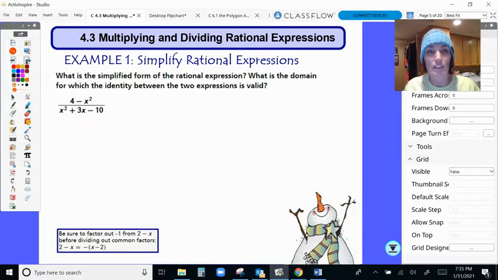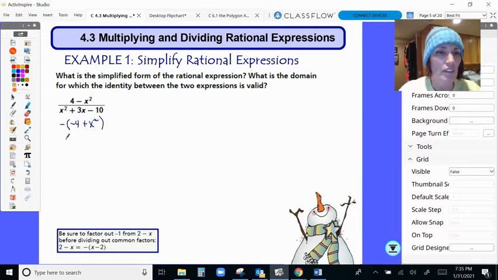So let's go over here and take a look at some more. What is a simplified form of this one? Now this is kind of tricky because notice my number here is first, 4 minus x squared. When that happens, we want to factor out a negative. So I'm going to factor out a negative, and that's going to make it negative (4 plus x squared)... I mean negative (negative 4 plus x squared), right? Because 4 divided by negative 1 is negative 4, and negative x squared divided by negative 1 is positive x squared.